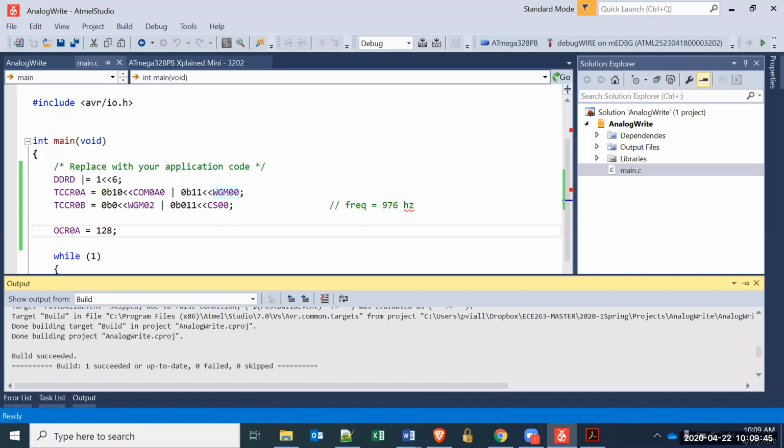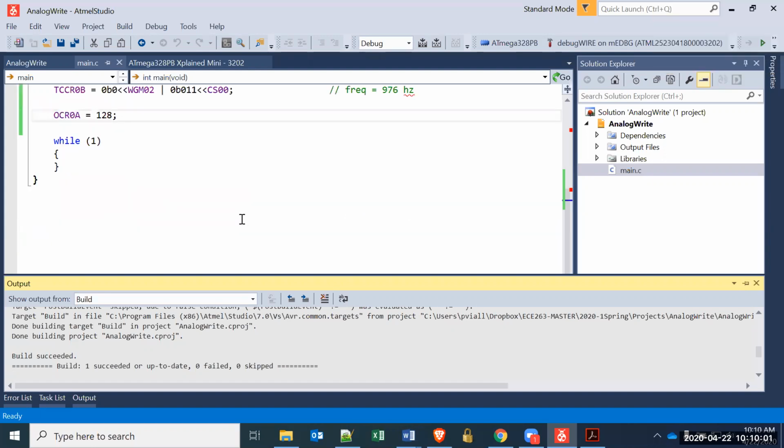Where does the 128 come from again? The 128 is halfway between 0 and 255. So it should be a 50% duty cycle. Okay.